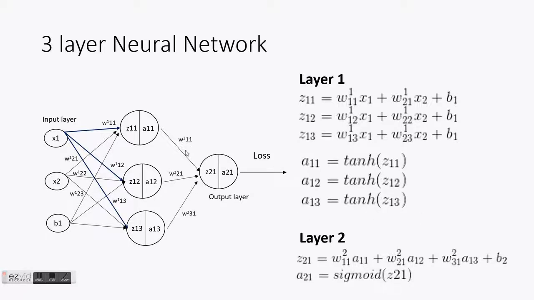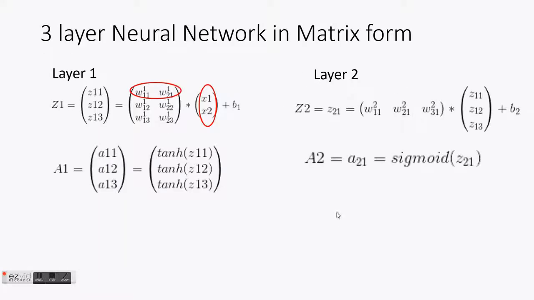Similarly on layer 2, we first compute the linear activation. Z21 is equal to W11 superscript 2 A11 plus W21 superscript 2 A12 plus W31 superscript 2 into A13 plus B2, and then we compute the activation in the last layer. Since we are going to use binary classification, we're going to take the sigmoid activation function and we're going to use sigmoid of Z21.